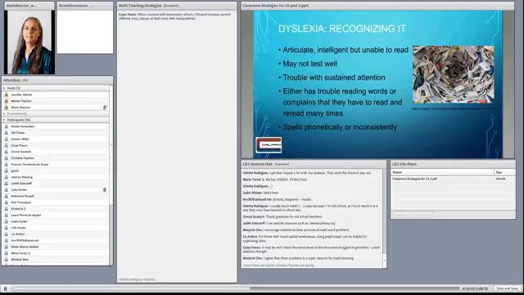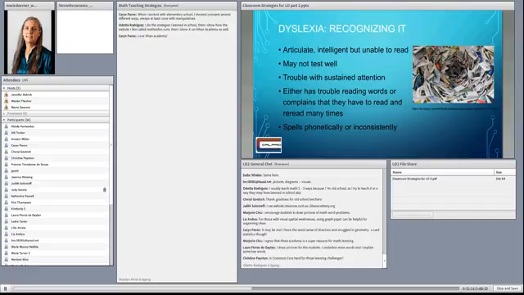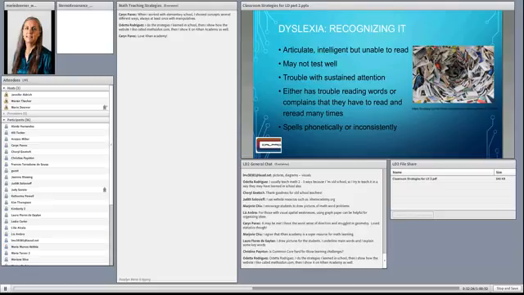So the next one is dyslexia, and I think for most people, when you talk about learning disability, dyslexia is the first thing that comes to your mind. Students are often articulate, intelligent, but when they come to read, it's like, oh, what happened? These students may not test well. They, again, have trouble with sustained attention. I think the same as with auditory processing and dyslexia.